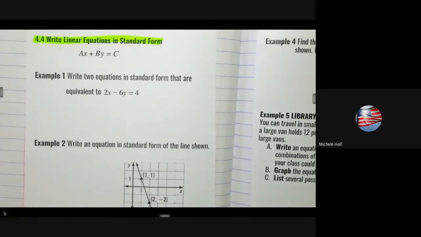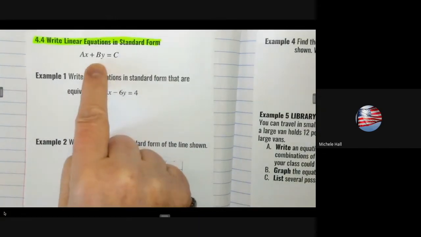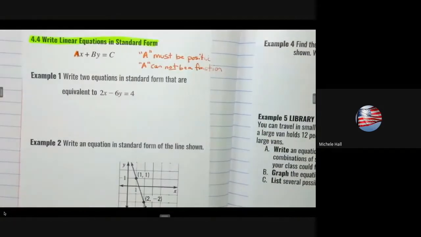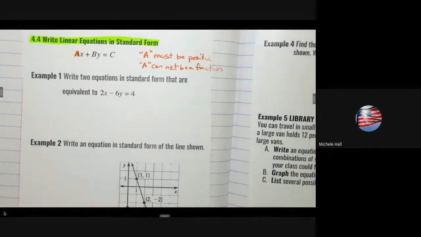4.4, write linear equations in standard form. We've already touched on this a little bit. Standard form is ax plus by equals c. We want to make sure that the a value, so a must be positive and a cannot be a fraction. That would be considered standard form.